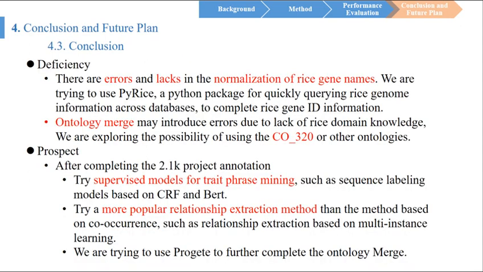There are still problems existing in gene normalization and ontology merge in the current progress. And after completing the 2,1000 project annotation, we will evaluate our work from 3 aspects.